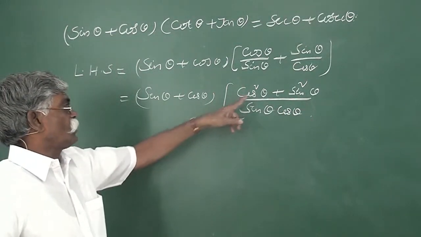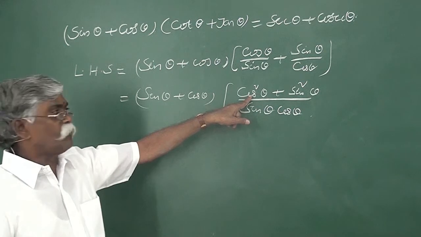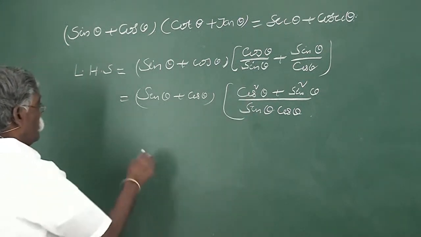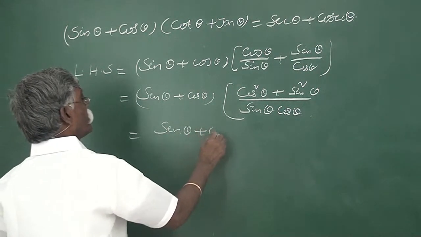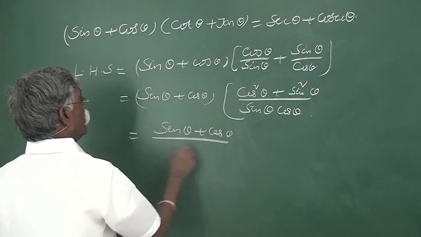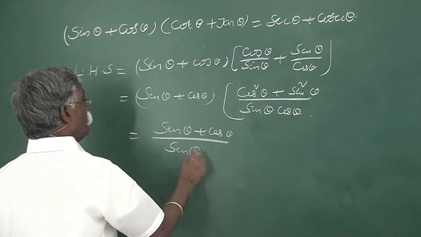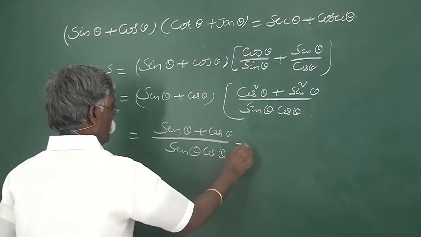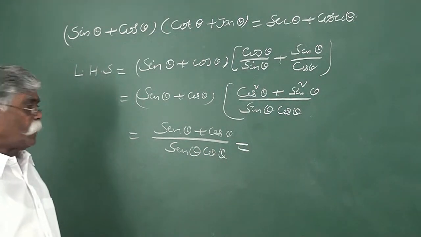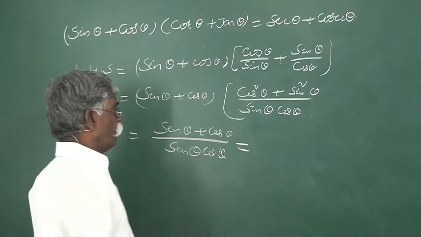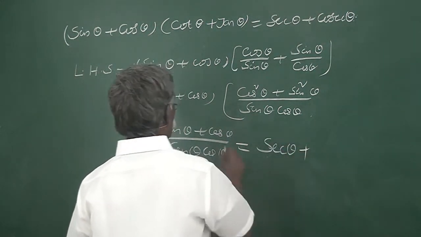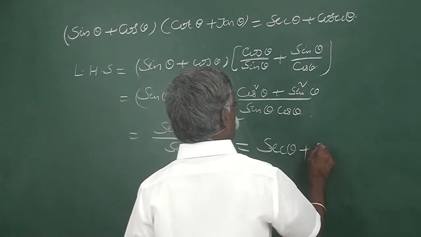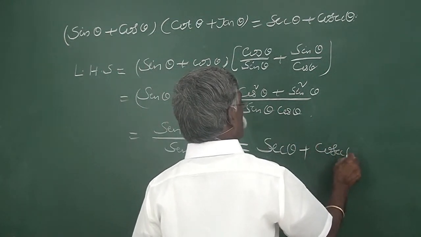Now cos square plus sin square is 1. Therefore, in the numerator we are left with sin theta plus cos theta, by sin theta cos theta, and if this is split into two terms, sin by these two becomes 1 by cos, means secant theta, plus these two cos get cancelled and it is cosecant theta.